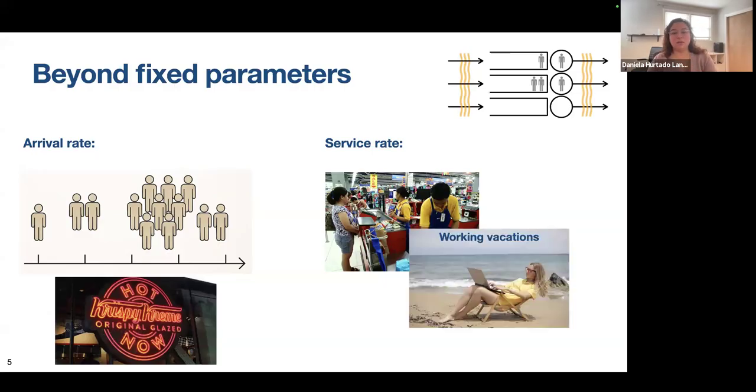Or in computer systems, there's a concept called working vacations, or in manufacturing they use it too. And it means basically the server slows down a little for a while, and then it goes back to its original speed. So, for example, in my example of the checkout, a working vacation could be when the bagger is not here, and then they go back to their original speed when they are both together.